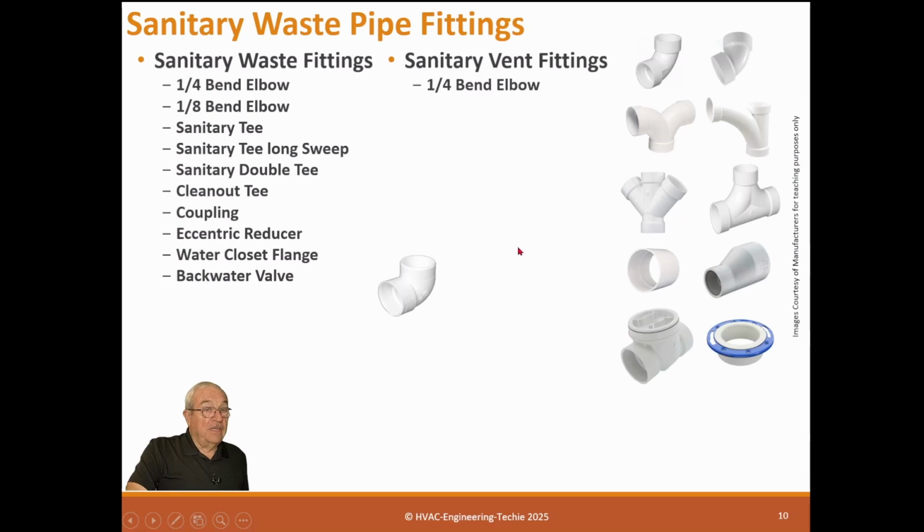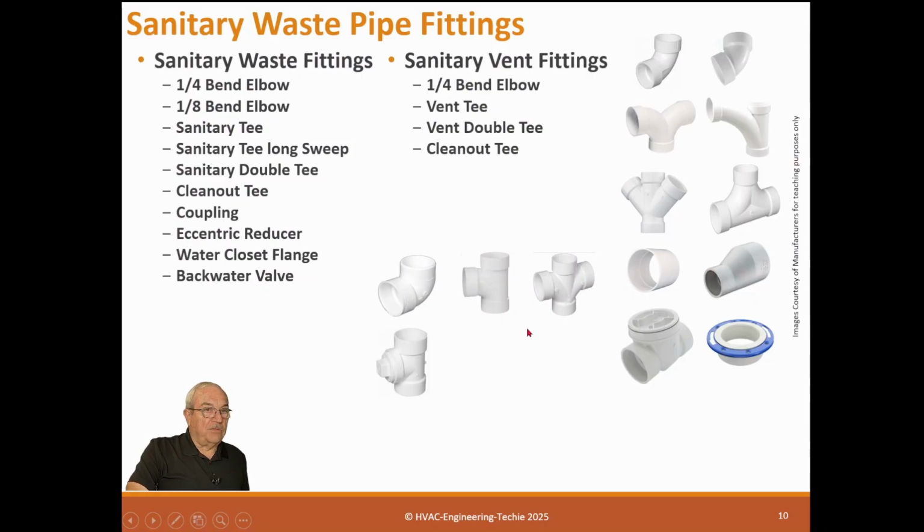Sanitary vent fittings look similar, but they're not. This is an elbow, quarter bend. You can see it looks different because the other is a long sweep. This is not. Vent tees, they also have eighth bends. I just didn't show that. Vent tees are like a normal pipe tee. They still have a one-direction flow, though. Vent double tee, which looks like this, except it's in a short configuration instead of a long configuration.